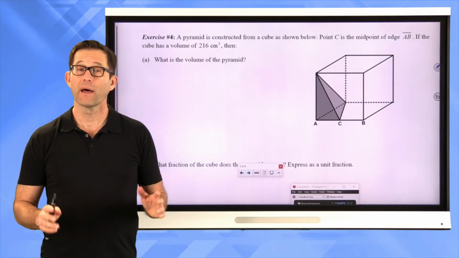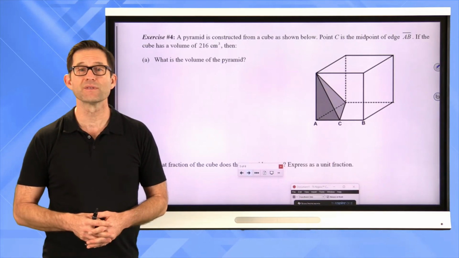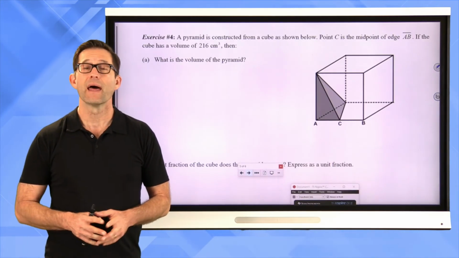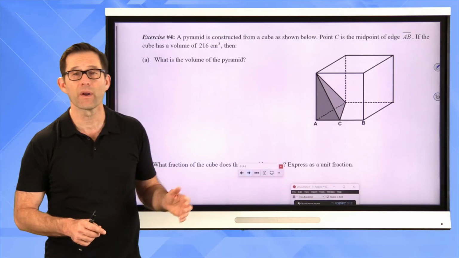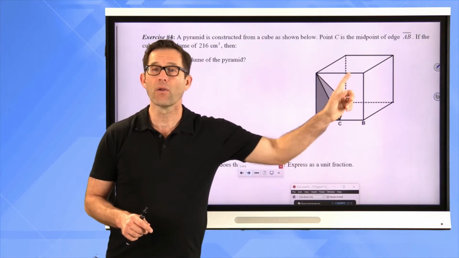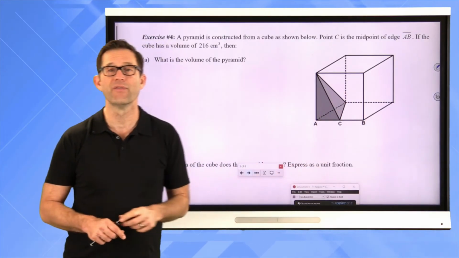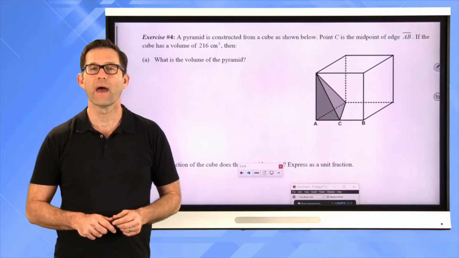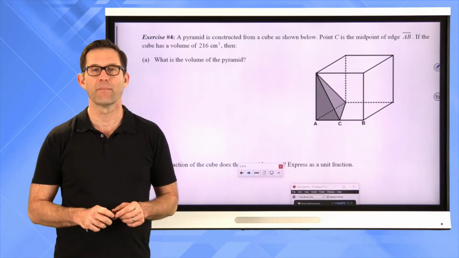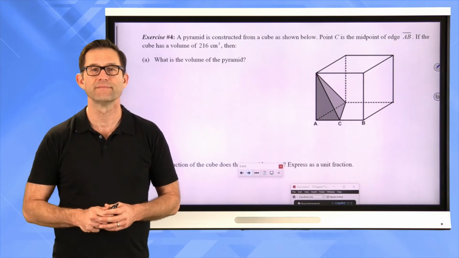All right. Well, I'd like you to play around with this one. I think this one's a little bit challenging. And let me suggest that the first thing that you want to do is figure out how long each side of the cube is. Pause the video now and see if you can figure out the pyramid's volume.